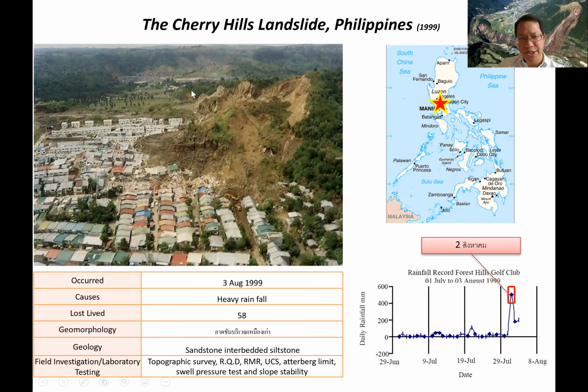This is the mass of the slid soil and rock over there. It happened on the 3rd of August 1999 because of heavy rainfall, and the loss of life was about 58.